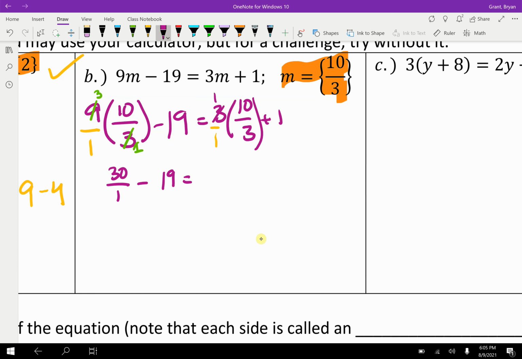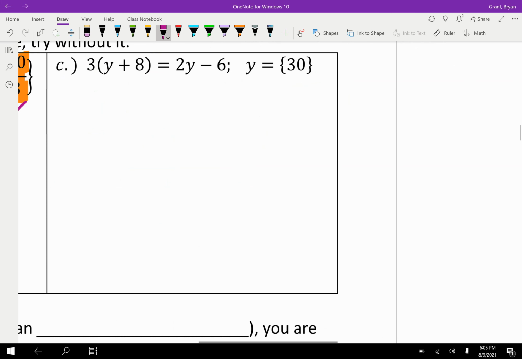Same thing here, 3 divided by 3 is 1, 3 divided by 3 is 1, 10 times 1 is 10, 1 times 1 is 1. In fact, we also should remember that if you have a number over 1, we really don't need to keep that as a fraction anymore. So what do we have here? 30 minus 19, I think that's 11. 10 plus 1 is also 11. Great! 10/3 worked. Woo! We're doing super well. Let's try our last one.